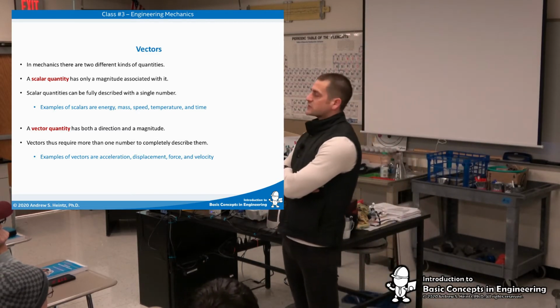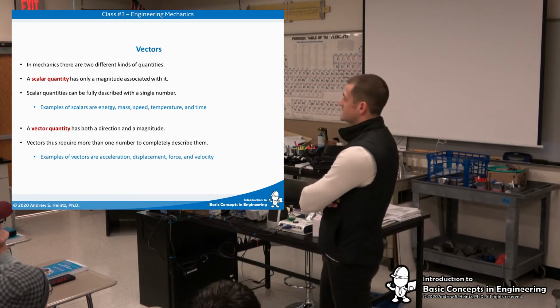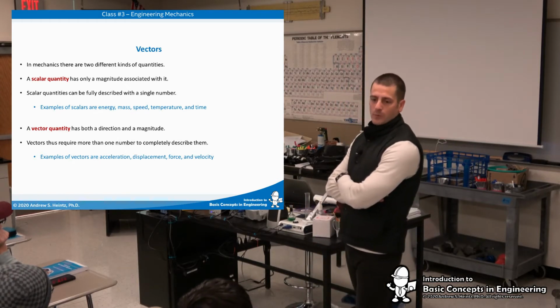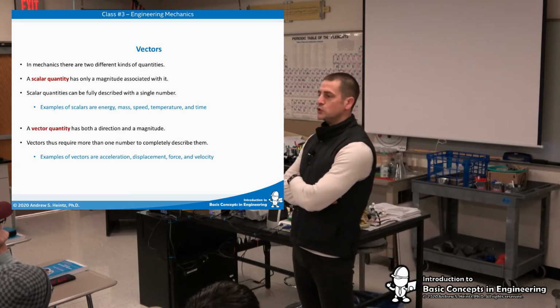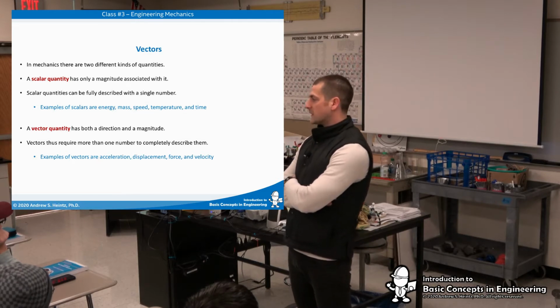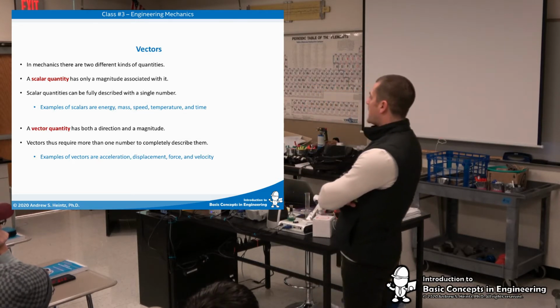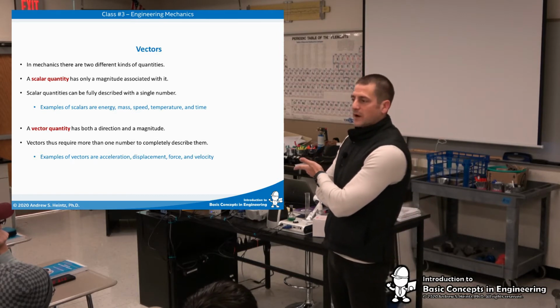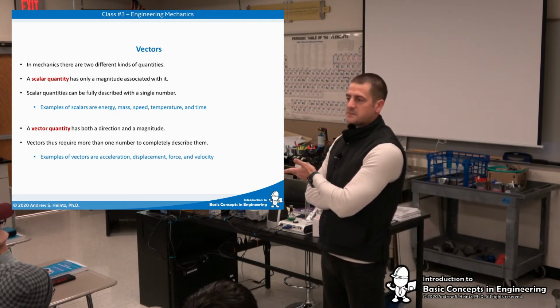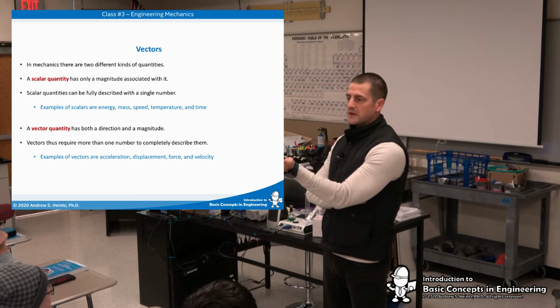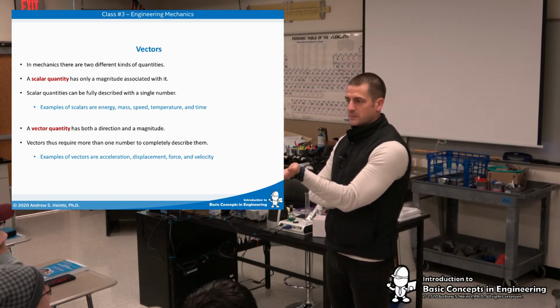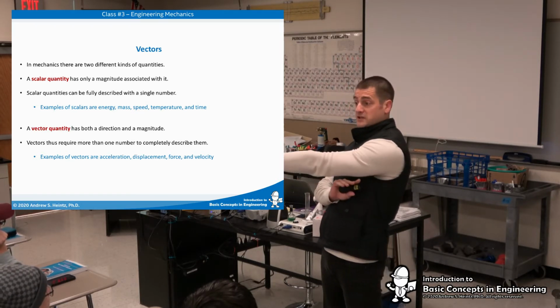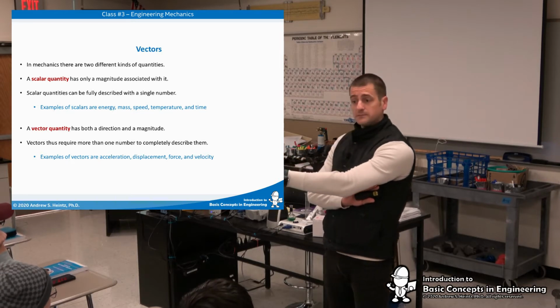In mechanics, there are two different types of quantities. There's a scalar. Scalars are the normal numbers we deal with, like 2. 2 is a scalar. Well, we need to have units on there, so 2 meters, but it doesn't specify anything. If I say, Kate, go 2 meters, that doesn't give her a lot of information. But if I say go 2 meters in that direction, I just sent her on a vector.